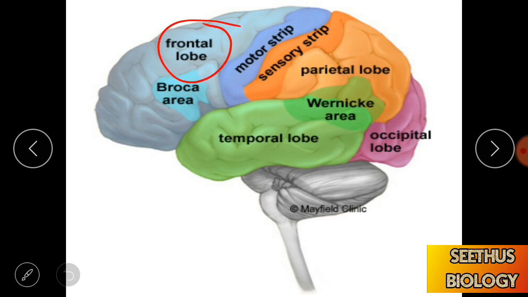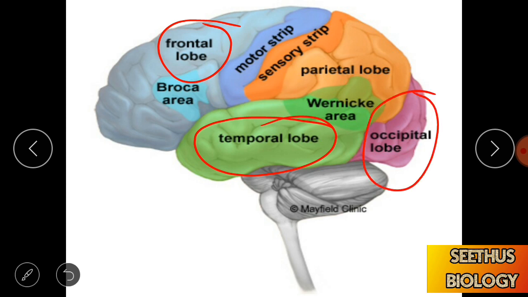That is the frontal lobe, the green one is the temporal lobe, the pink one is the occipital lobe, and the orange one is the parietal lobe. In this way, the lobes are present in each hemisphere, and there are different areas responsible under each lobe.